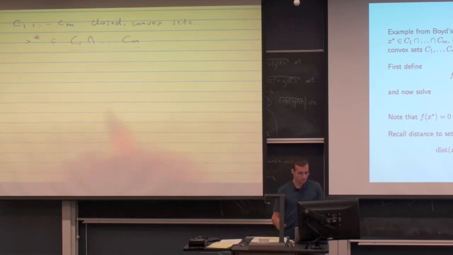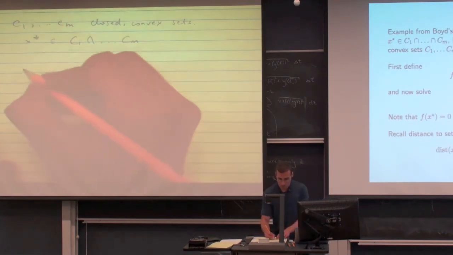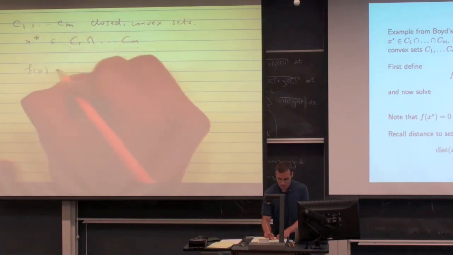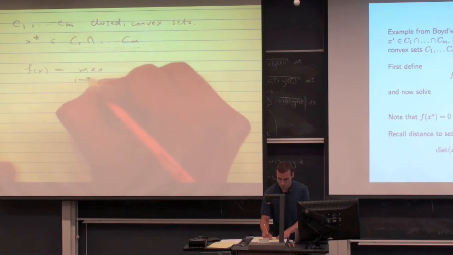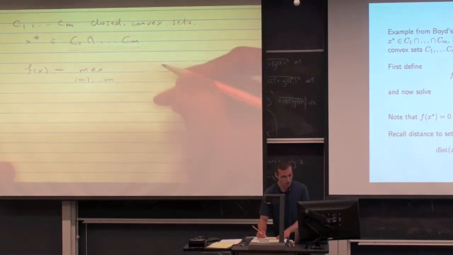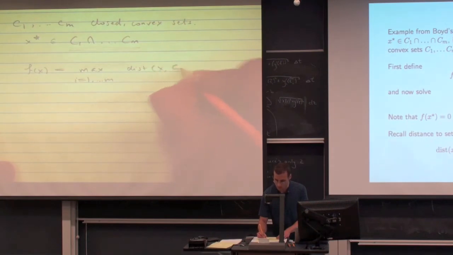So how would we do that? Well, we're going to do that by minimizing a function that we construct whose minimum is going to tell us whether or not there's a point in this intersection. And we're going to minimize that function using the subgradient method. Okay, so let's first define the function f of x to be the maximum over all i from 1 to m of the distance between x and Ci.